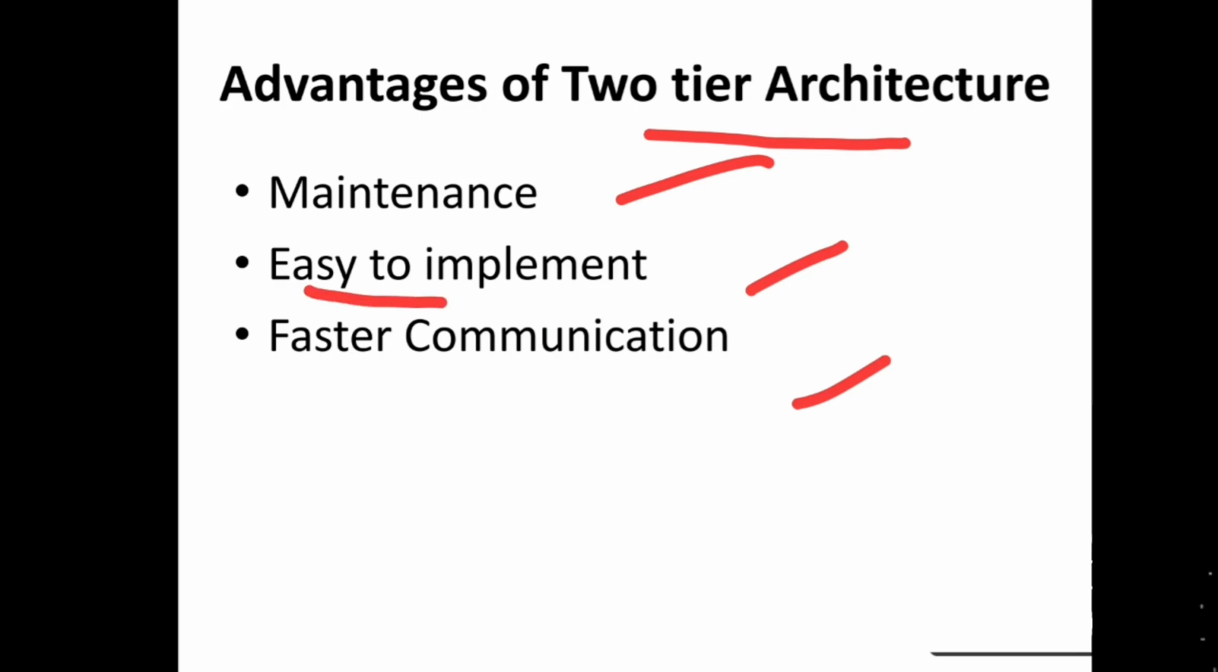Second is that it is easy to implement, because the number of layers involved in two-tier architecture is less as compared to the three-tier architecture. So it is easier to implement two-tier architecture than three-tier architecture. And the third advantage is faster communication. The communication between the client and the server is obviously faster because there is no intermediate layer present in between the client and the server.